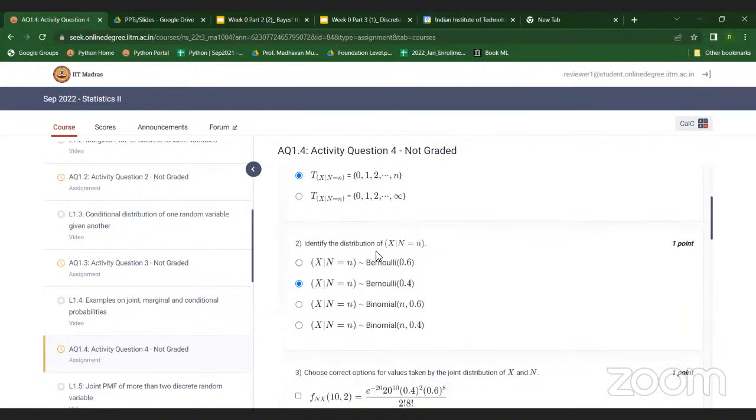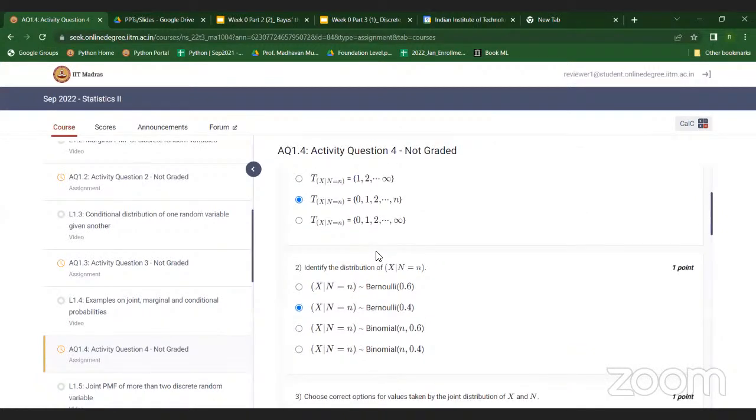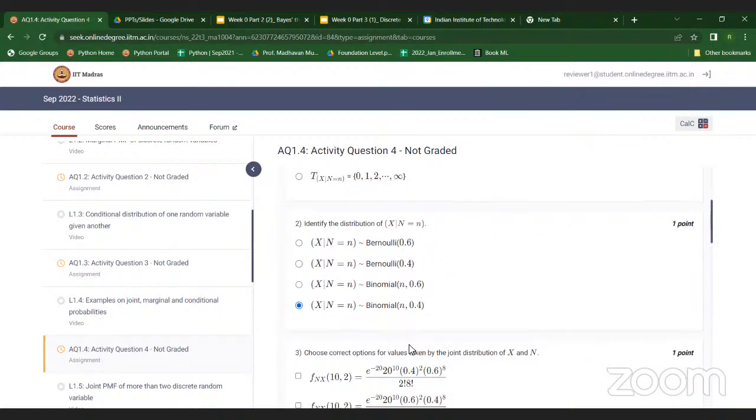Sir, could you go back to your work? Why have we not taken up the last option? This one? I believe it should be binomial. Yeah, correct. Sorry, it's going to be binomial with probability of success 0.4. Total n number of people are arriving and the probability of success is 0.4. Yeah, that is correct.